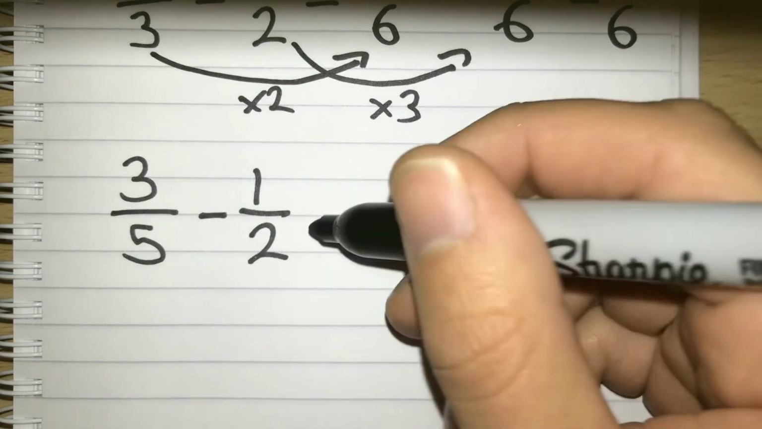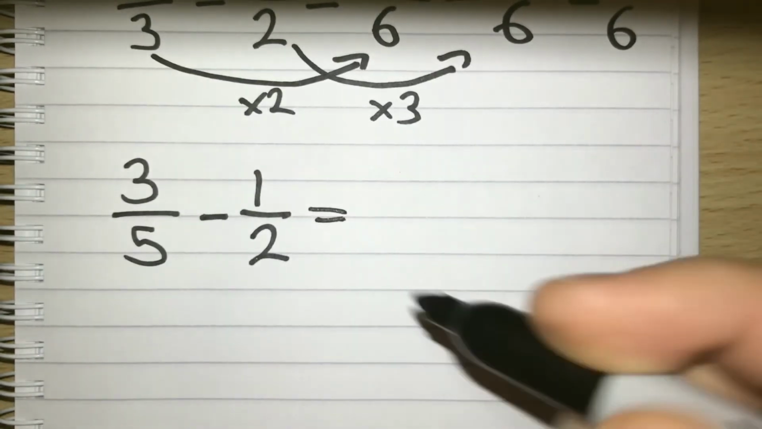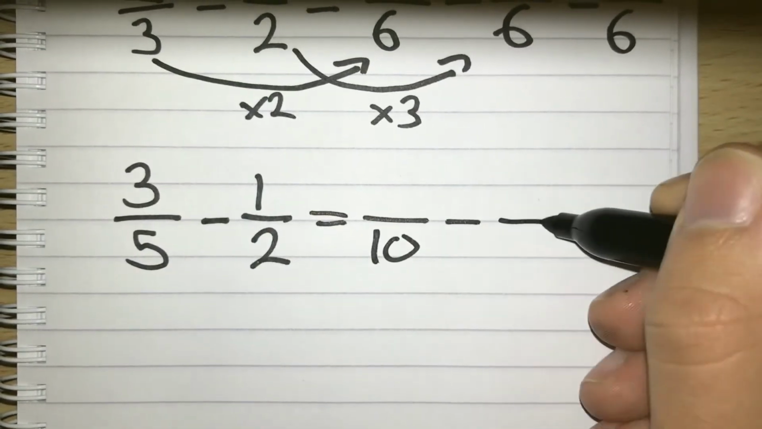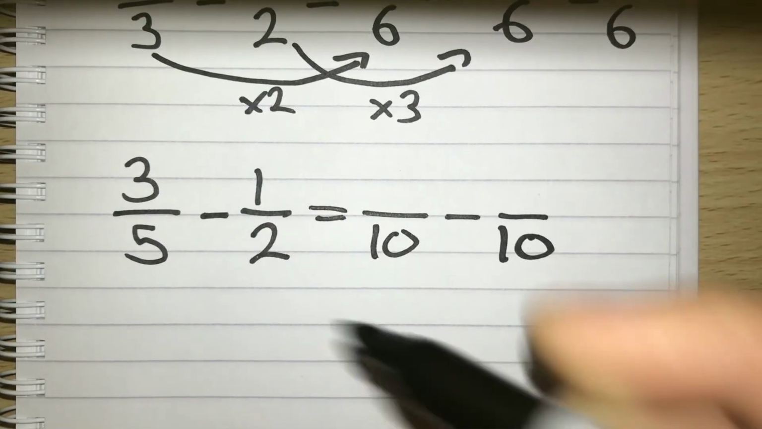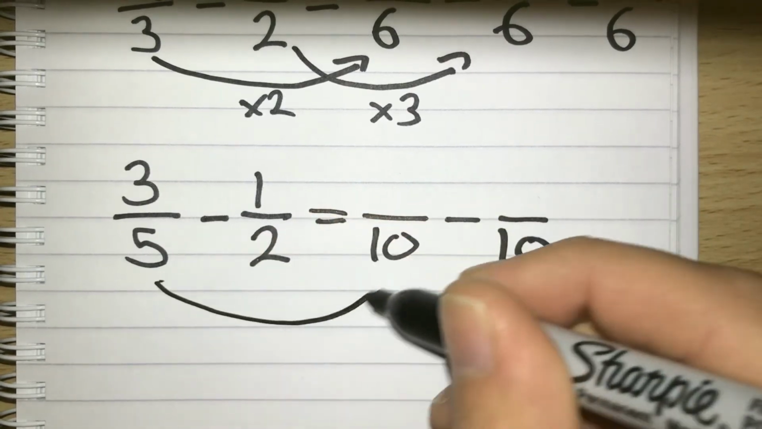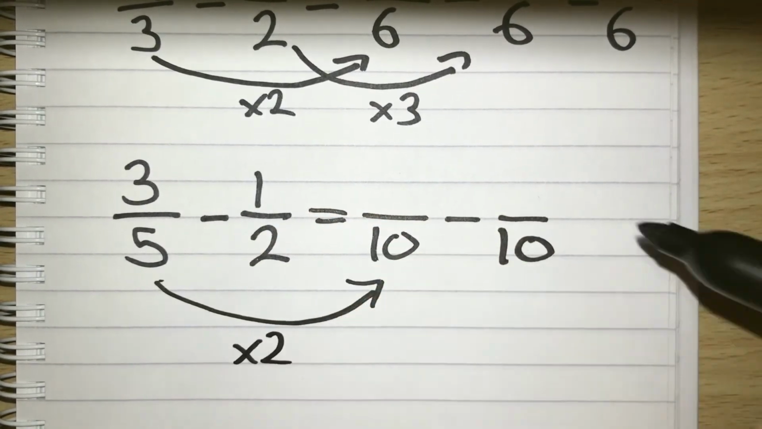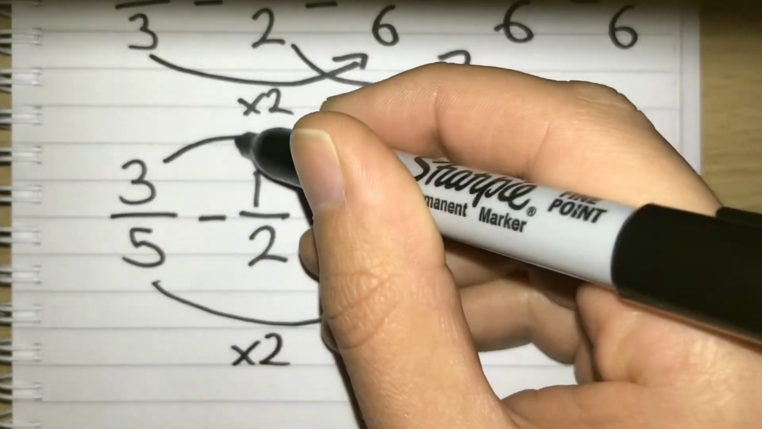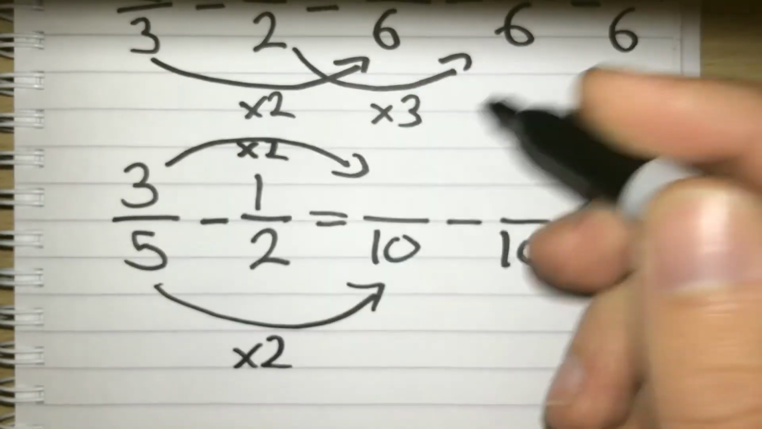Okay, so to solve this question, we've again got to find our common denominator. So 5 times 2 gives us 10. So this first fraction, we've had to multiply the 5 by 2 to get that 10, so we've got to do the same on the top. So 3 times 2 gives us 6.